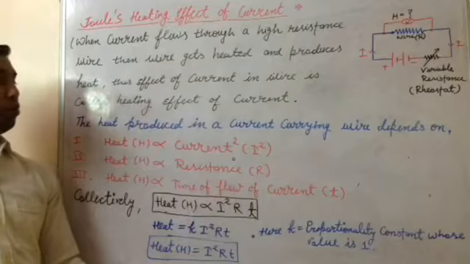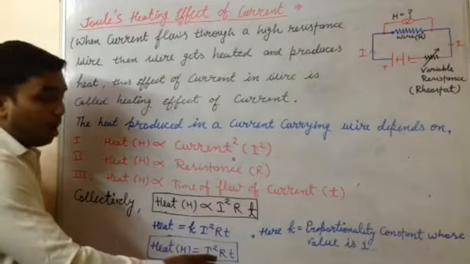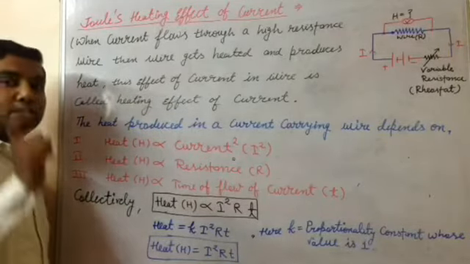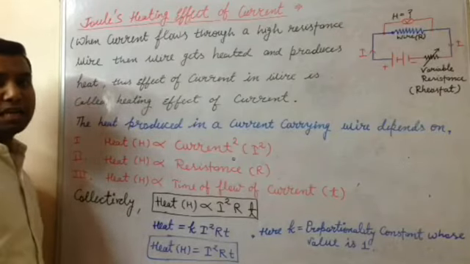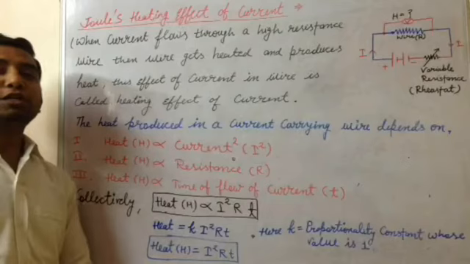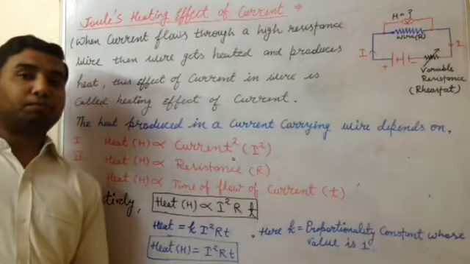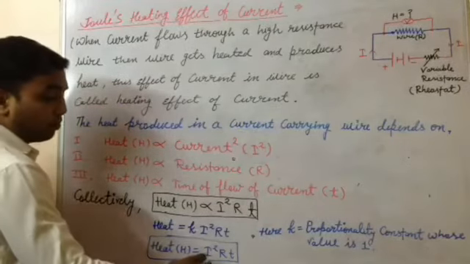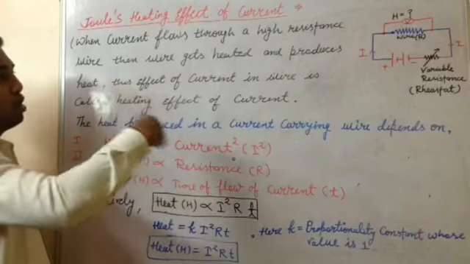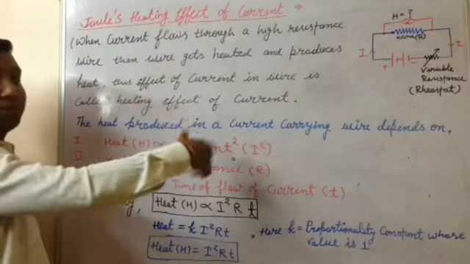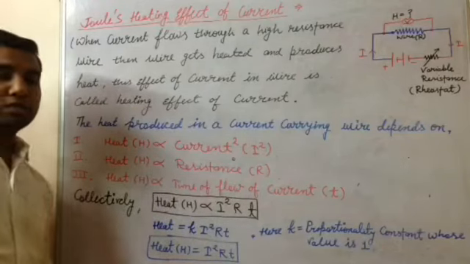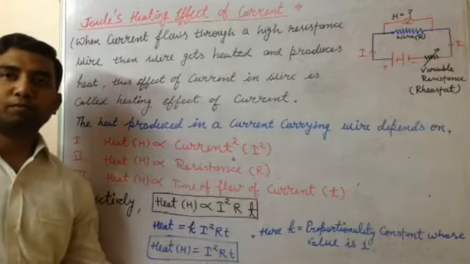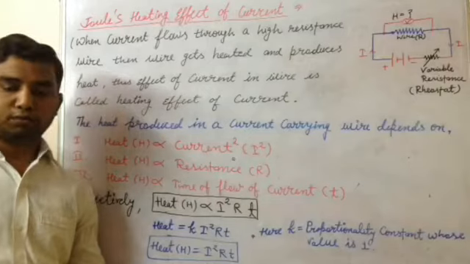Now we should know how to prove this. That is called a derivation. We have done so many derivations in 9th class, like Newton's second law of motion, F equal to ma, we have proved. So we have to prove this formula here. The next derivation that I am going to do is the proof of the heating effect of current. Is it okay till here? Yes, sir. Fine.